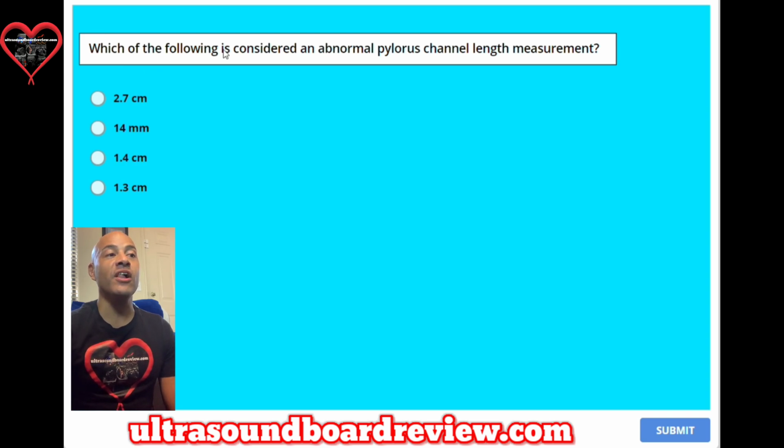Question 72. Which of the following is considered an abnormal pyloric channel length measurement? A, 2.7 centimeters, B, 14 millimeters, C, 1.4 centimeters, or D, 1.3 centimeters? The answer is A, 2.7 centimeters or 27 millimeters.